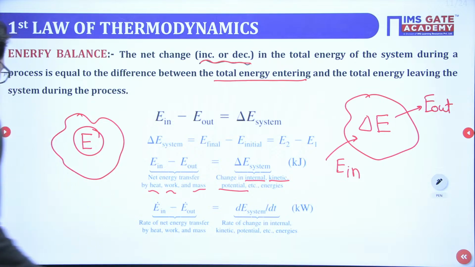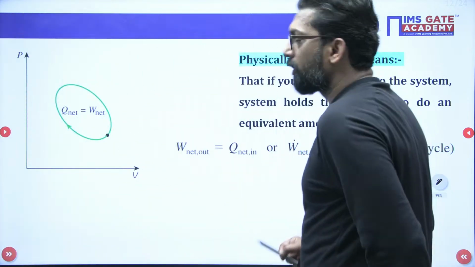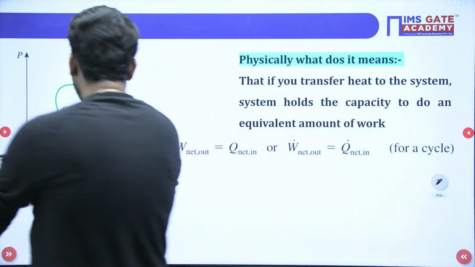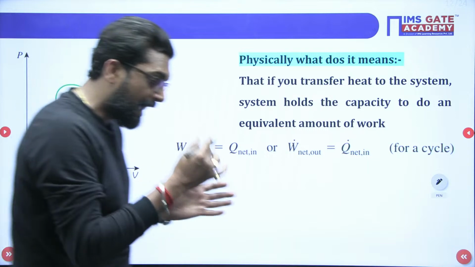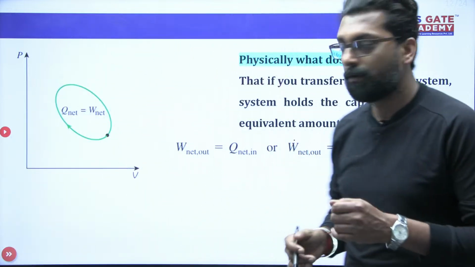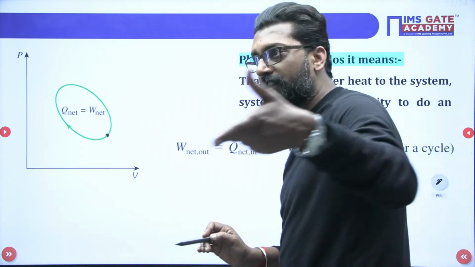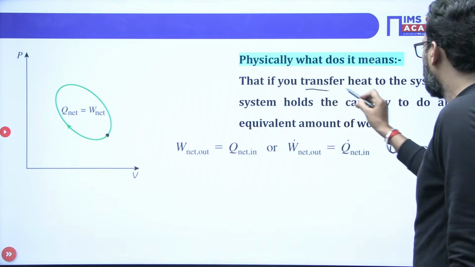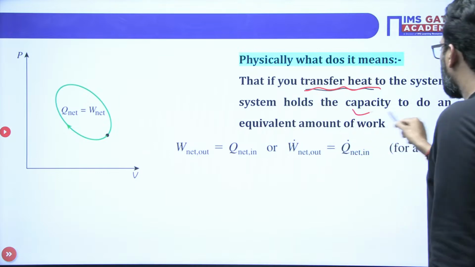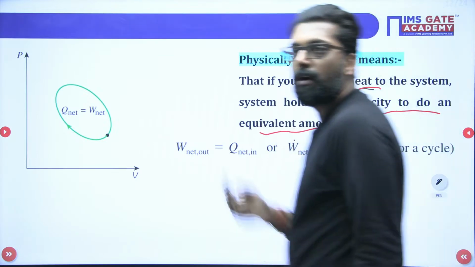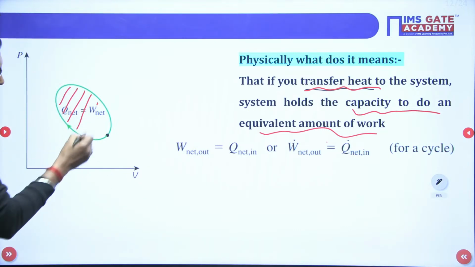Now, next one. Physically, what does it say if there is a cycle? That means if you do the activity according to a cyclic process. So what is the cyclic process? In a cyclic process, thermodynamics says that if you transfer heat to the system, the system holds the capacity to do an equivalent amount of work. Yes, so that is your net.